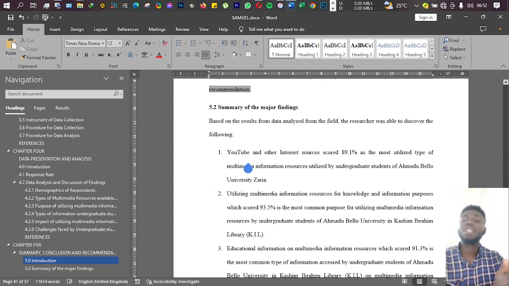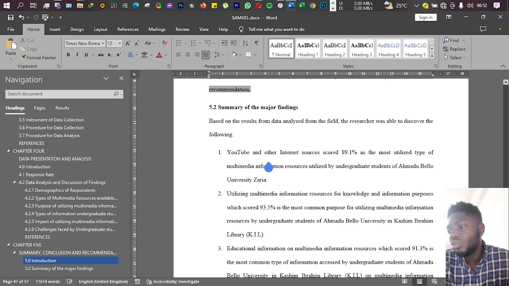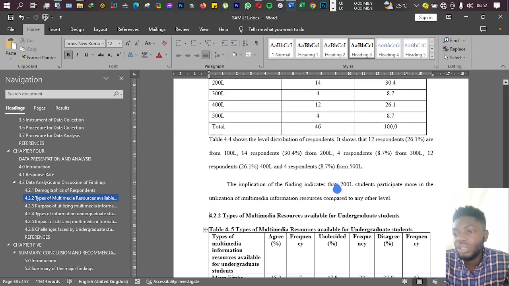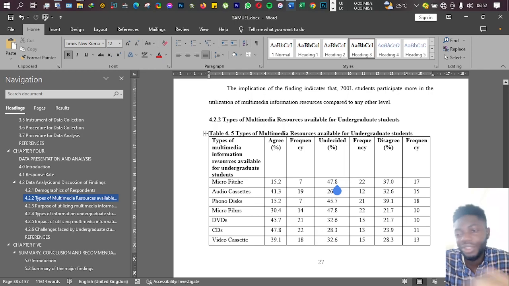Now, by the time you are done with this part, you will now go and provide us a summary of what you have found out. To do that, it is simple. What you need to do is go back to your chapter 4 and then go back to each of the major items in your questionnaire, particularly anything from section B.